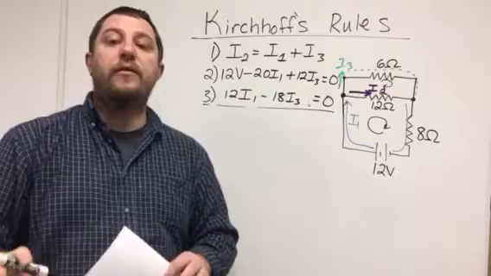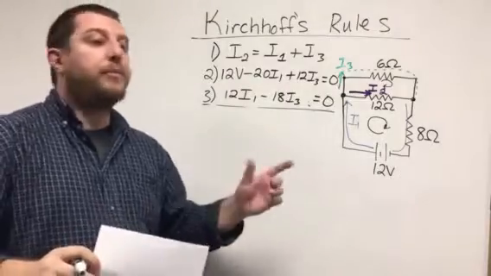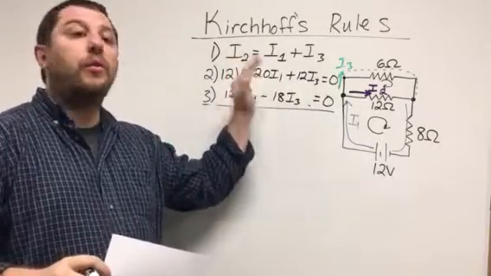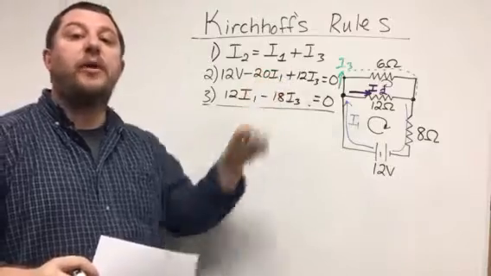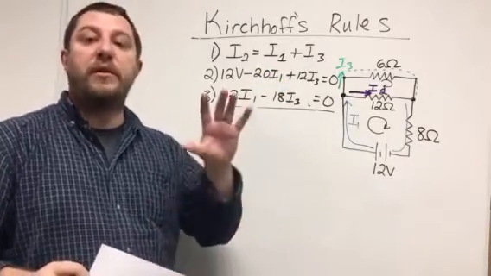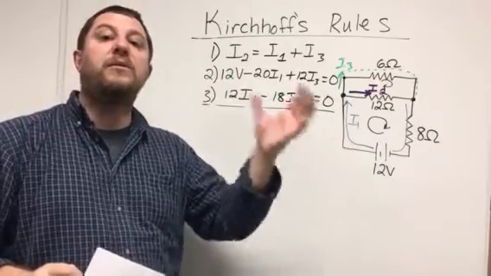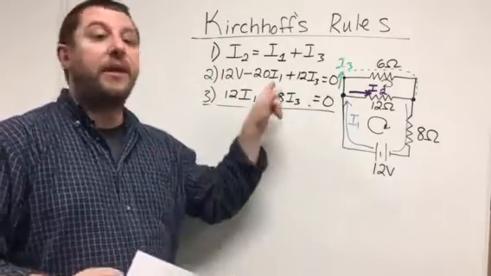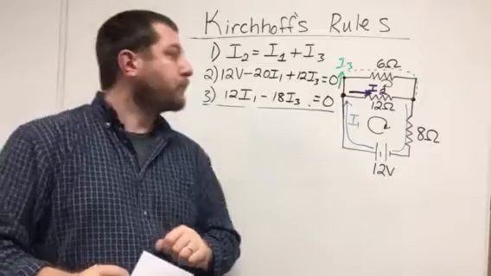And before we go any further, let's review what I've done. I've simply taken I2 and eliminated it from the bottom two equations. Now I have two equations with only two unknowns. So I've reduced my system from 3 unknowns down to 2 unknowns, and I only need 2 equations for that.